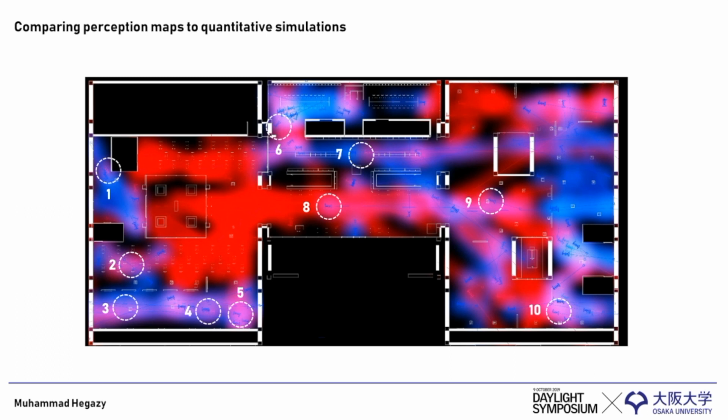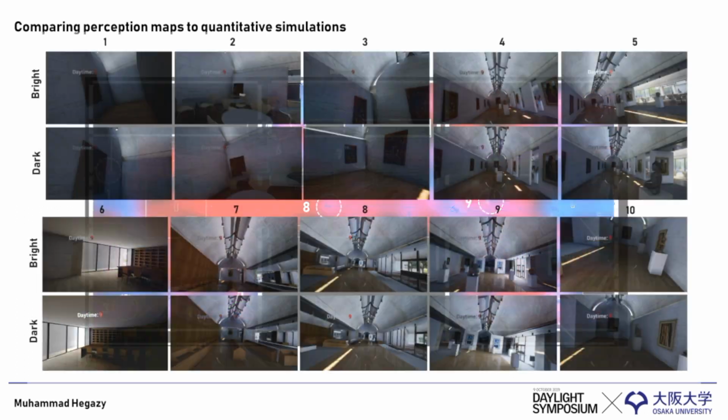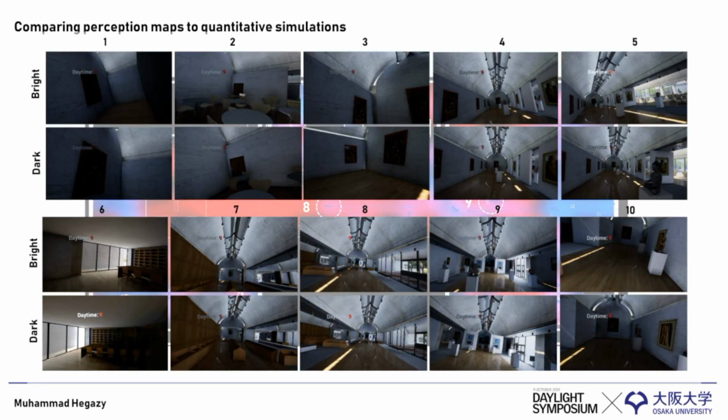Another interesting finding from our experiment was these violet bars. As you see here, the purple bars. We know that red bars are bright and blue bars are dark, but violet bars are what we call mixed perception, where some users found it dark and other users found it bright.